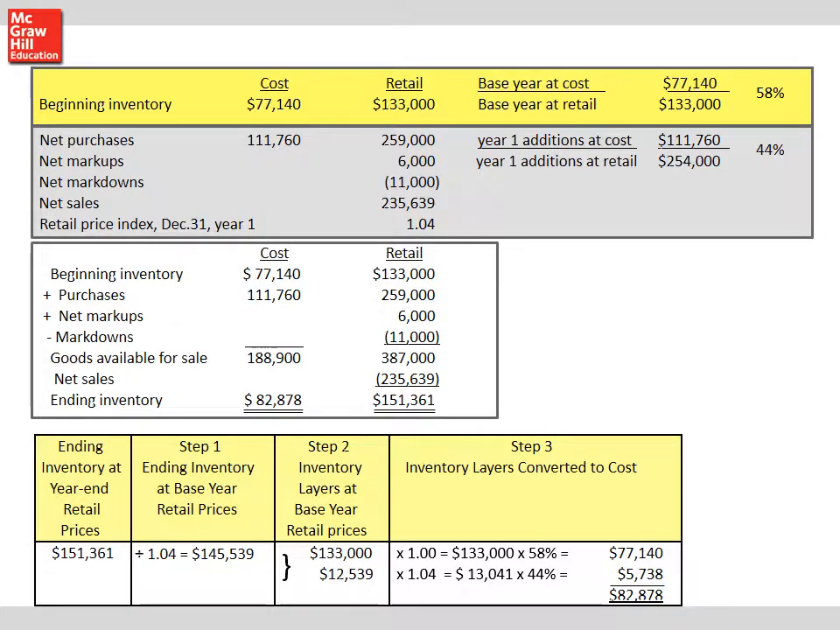So ending inventory, $82,878, cost of goods sold, $106,022. I believe that's our last one. So any kind of questions, post to the discussion board.